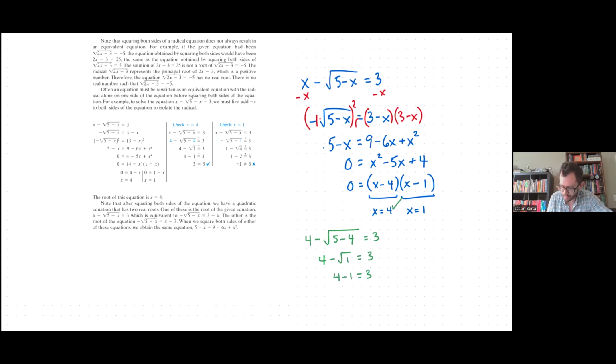What about x equals 1? In that case, we would have 1 minus the square root of 5 minus 1, determining whether or not that will result in 3. And here we'll get 1 minus the square root of 4. Well, that's 1 minus 2. 1 minus 2 is not equal to 3. So right here, this is an extraneous value. x equals 1 does not work. All right, so our solution here would just be x equals 4. We disregard the solution that doesn't work. And that's what we're doing here in this lesson.